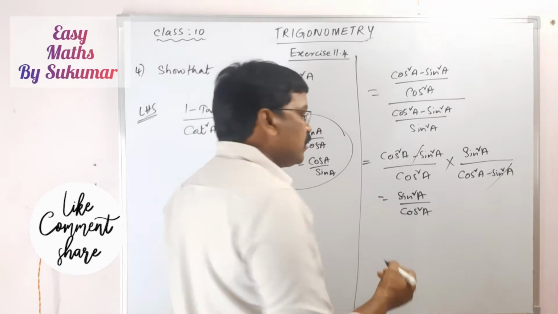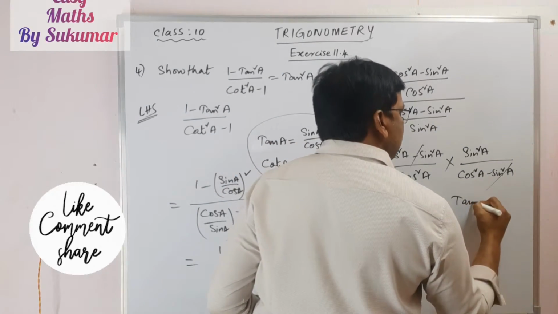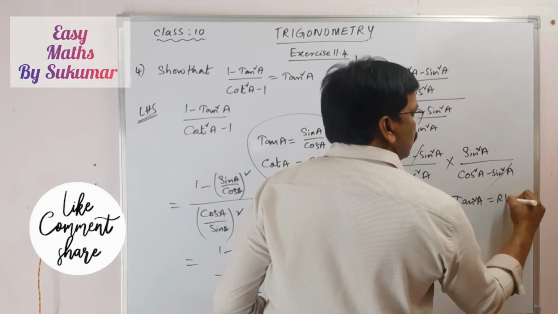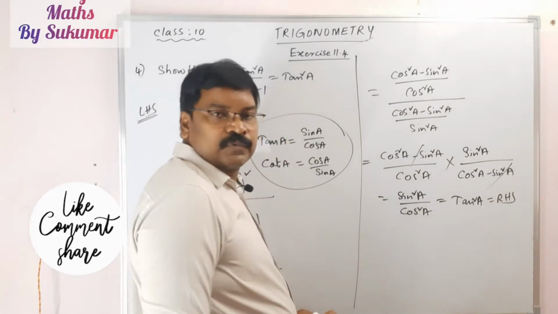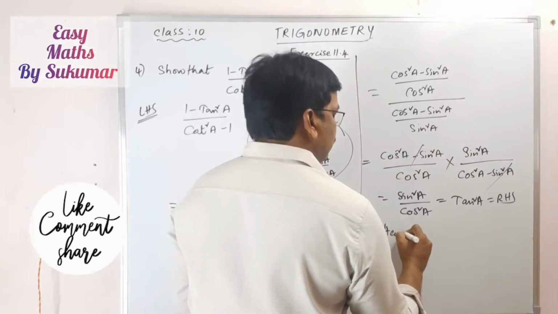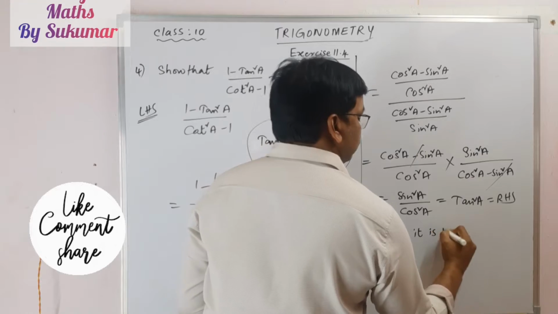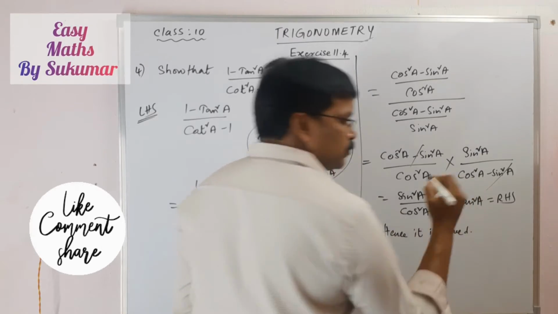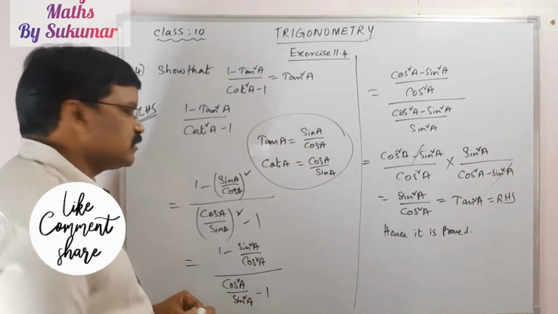What is sin square A by cos square A? This is equal to tan square A. So it is equal to RHS. So hence it is verified, hence it is proved. Okay, my dear students, it is very simple.